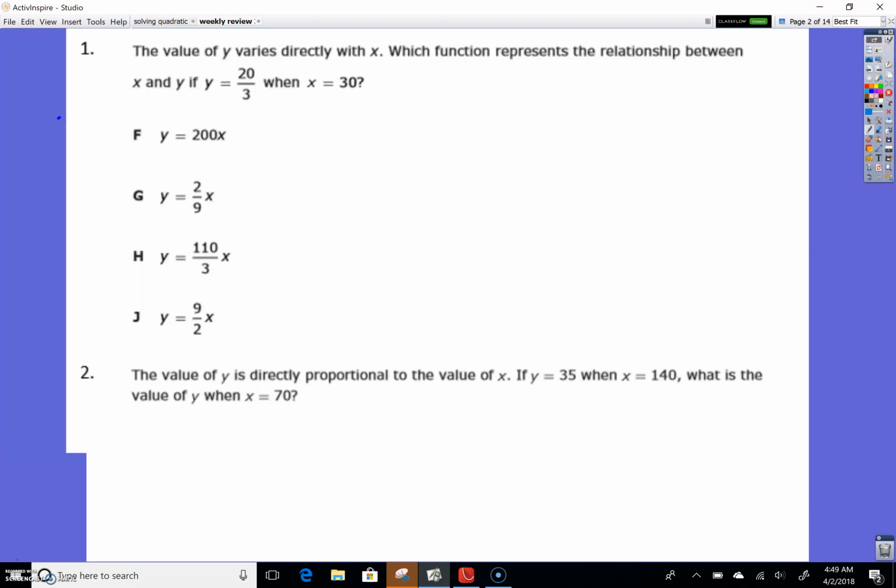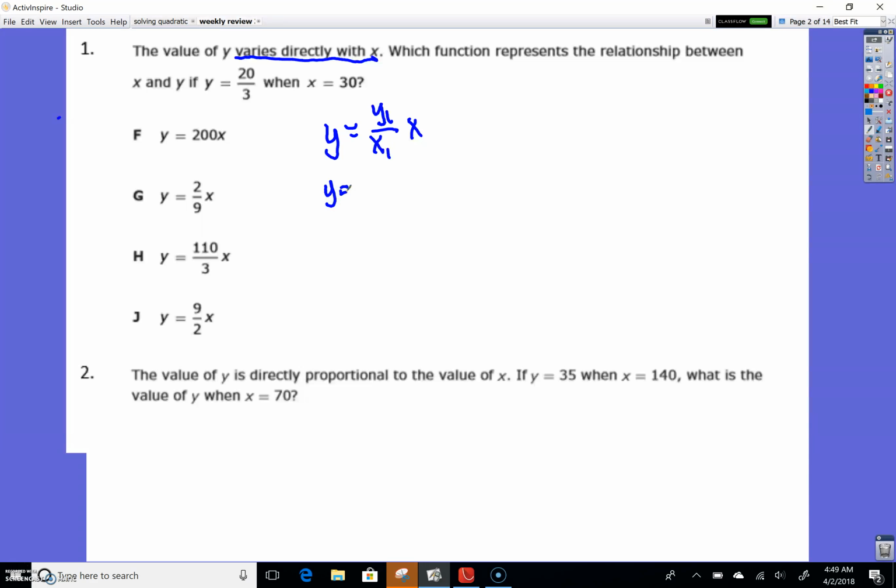Okay, the value of y varies directly with x. When you do this, these are called direct variation problems, and it's pretty much the slope formula. See, y over x is your slope. It's y-intercept form without the y-intercept, okay? So when you do this, they're looking for an equation here.